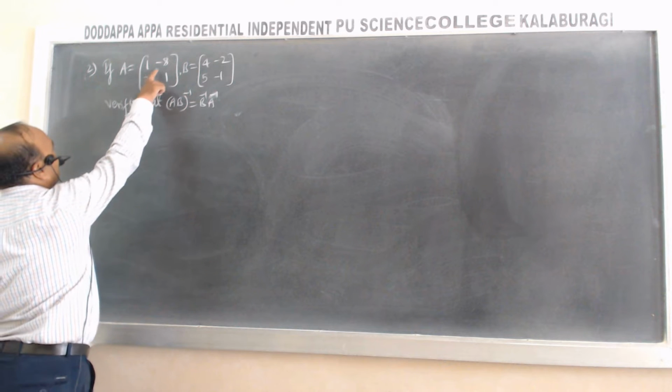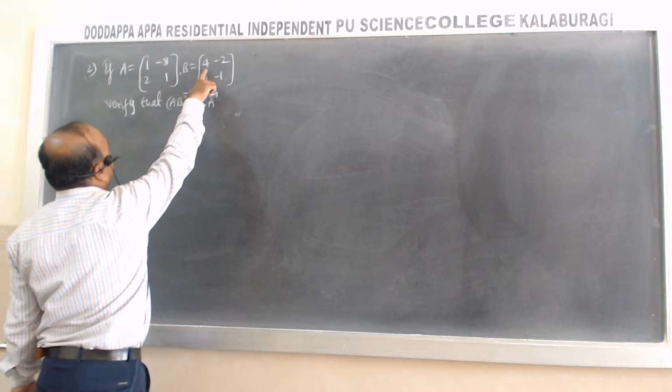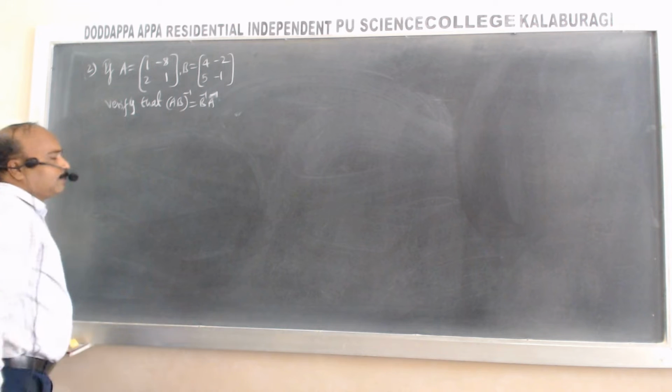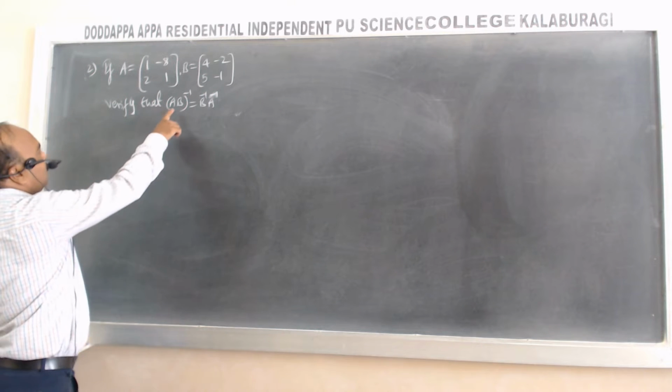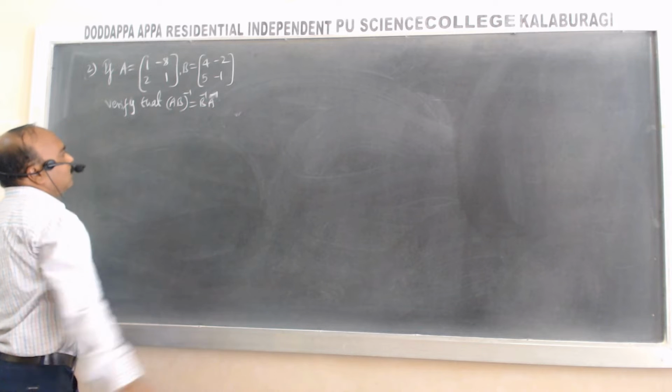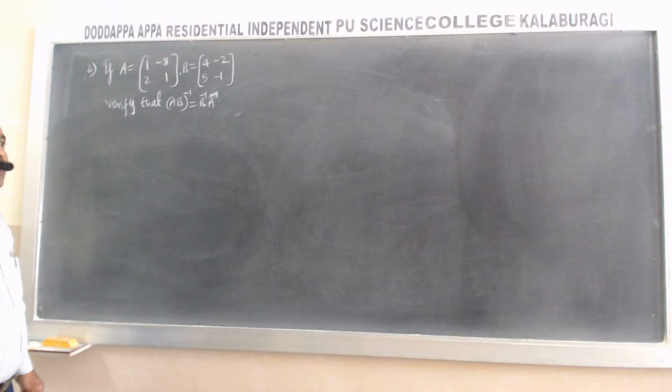If A equal to [1 -8; 2 1], B equal to [4 -2; 5 -1], then verify that (AB) inverse equal to B inverse into A inverse. Now we go for the solution of this one.